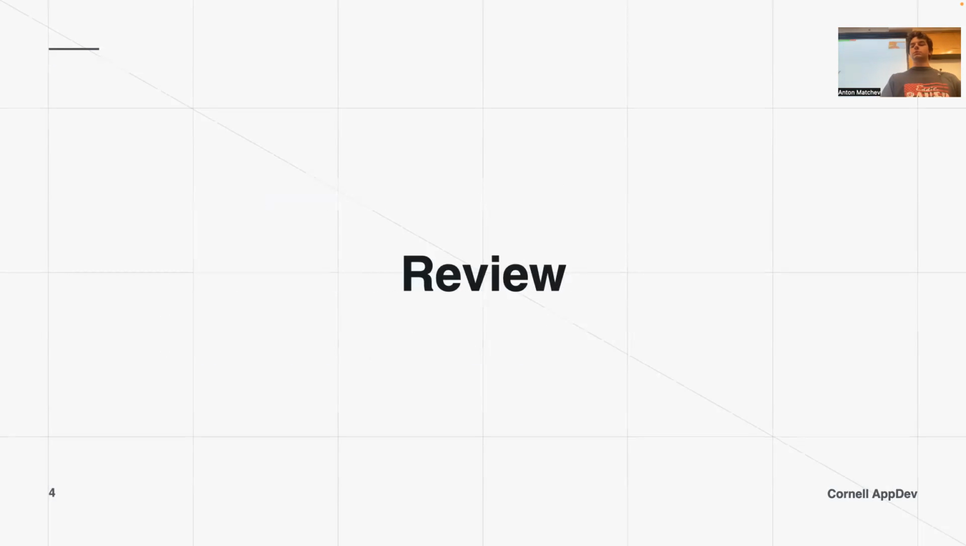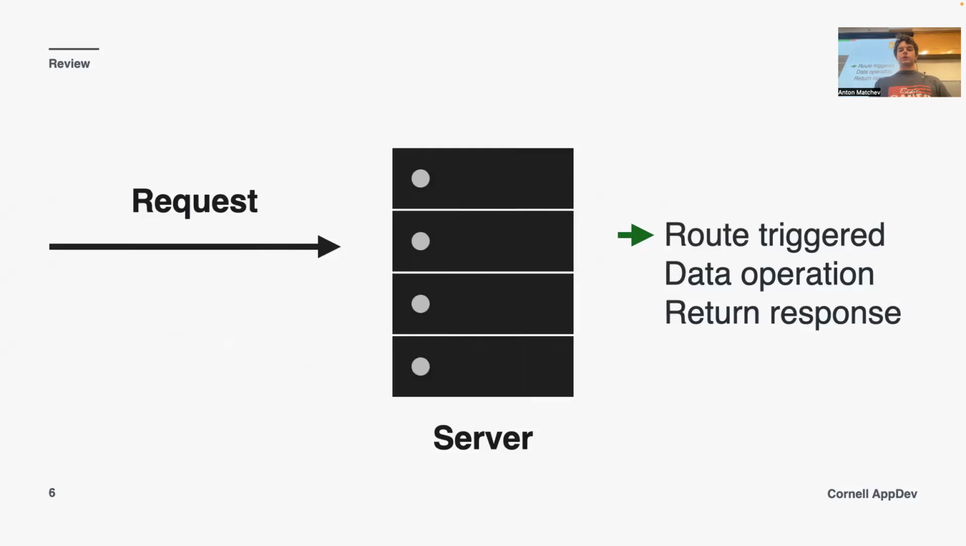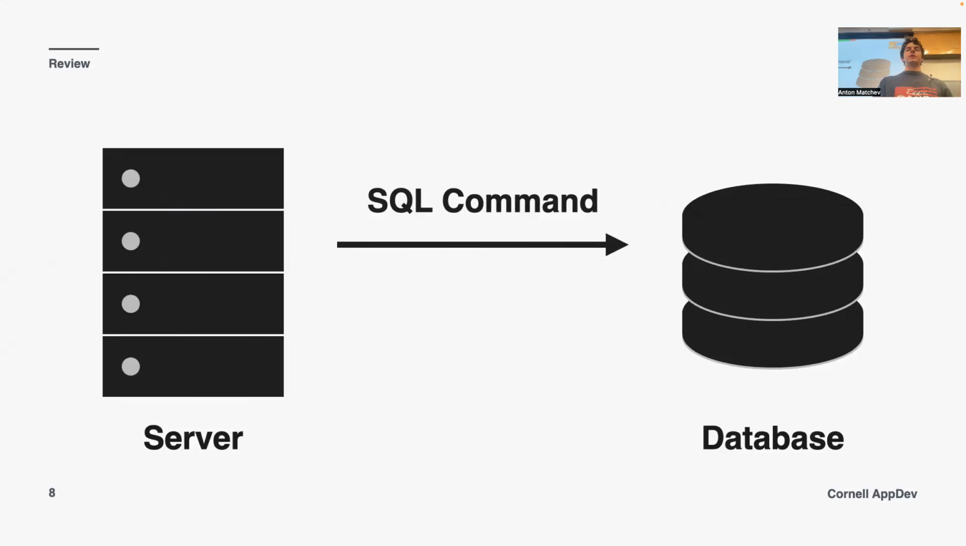So yeah, now we're gonna do a quick review of what we've learned over the past 2 weeks. So we have the client server model. The client is whatever device the user is using, whether it be your phone, tablet, or computer that you're using to interact with the server. And so the client sends a request to the server, and a route is triggered. And then some sort of data operation is performed. This data operation for our purposes is a CRUD operation, so create, retrieve, update, delete. And during this data operation, the server is going to send an SQL command to our database.